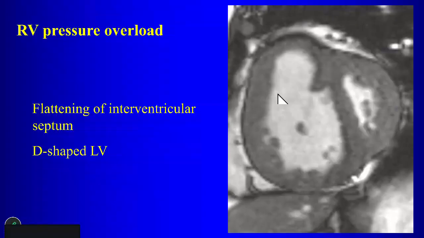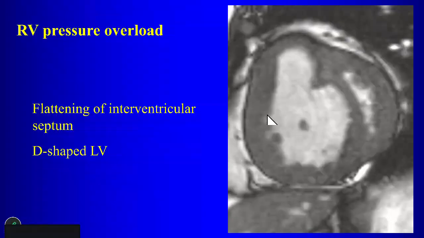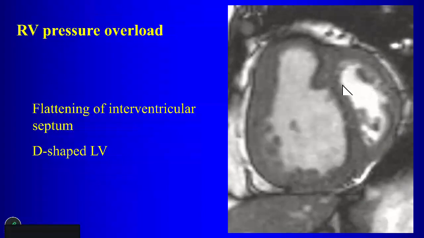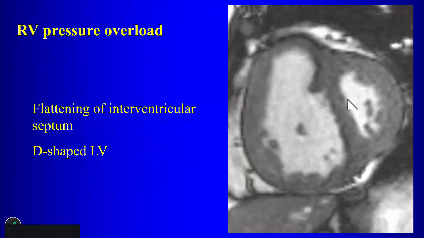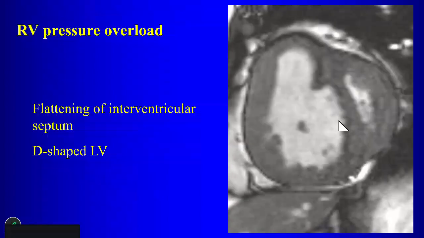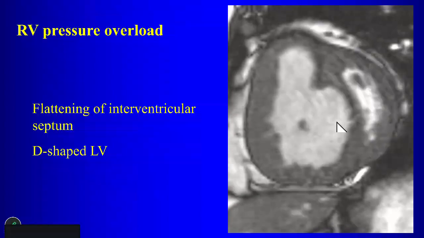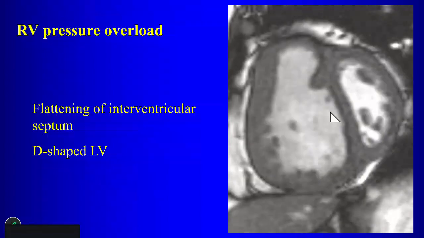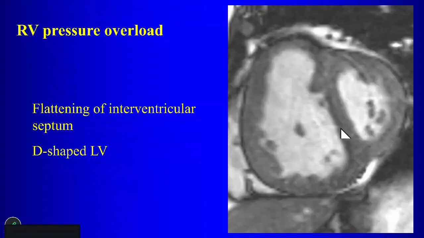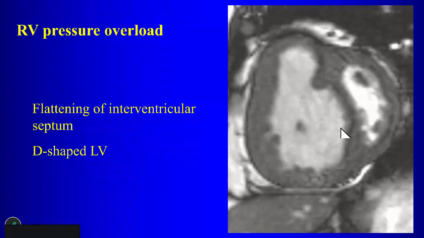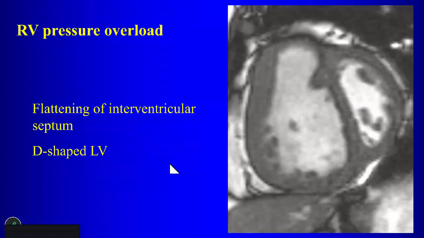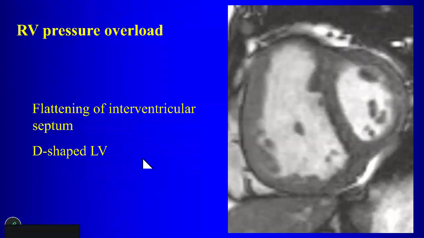Right ventricular pressure overload, dilated right ventricle, hypertrophied right ventricle, the so-called D-shaped left ventricle, because it's pushing on the interventricular septum and flattening it. So when that septum is deviated towards the left side or flat throughout the cardiac cycle, that tells you that the right heart pressures are elevated throughout the cardiac cycle. Okay.